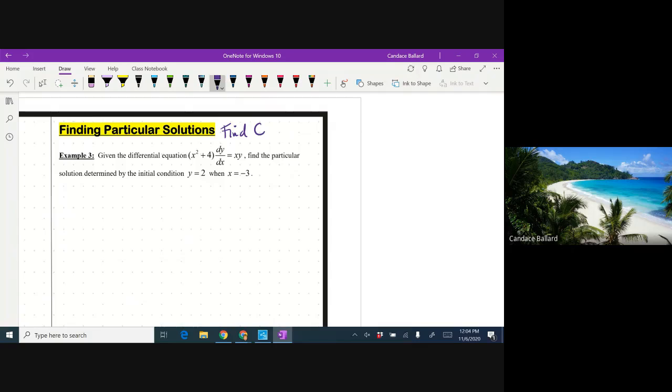So I'm going to start by separating my variables. That's usually the first point, is separating your variables, and you don't get any of the points if you don't show the step. So I'm going to divide by the y, and I'm going to divide by this. So 1 over y dy, I'm going to multiply by the dx at the same time. X over x squared plus 4 dx.